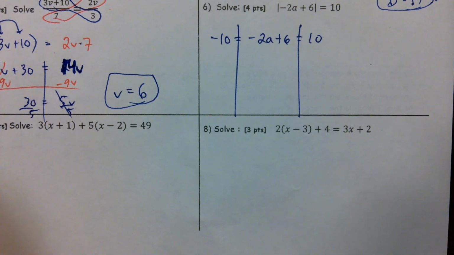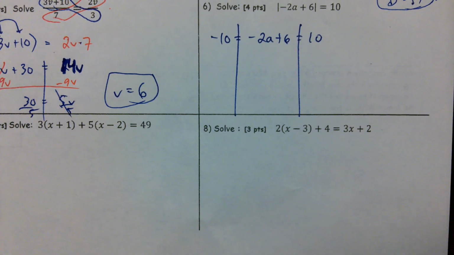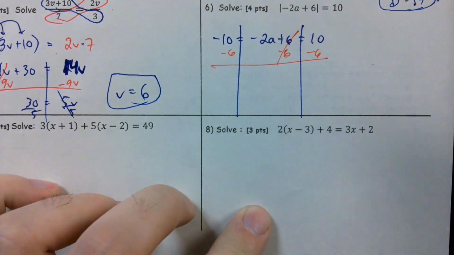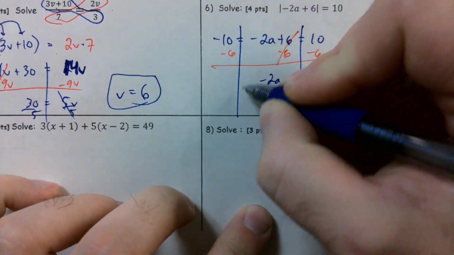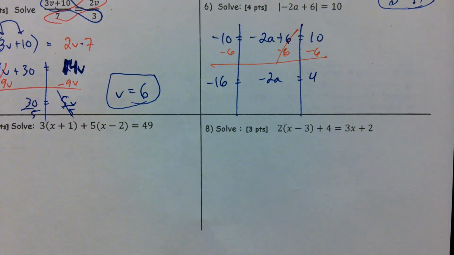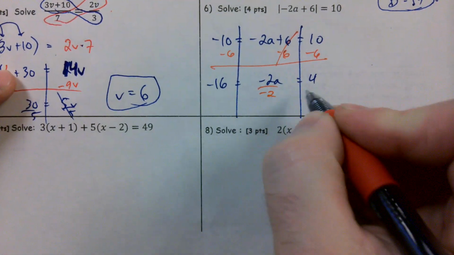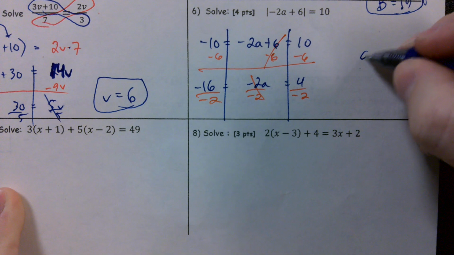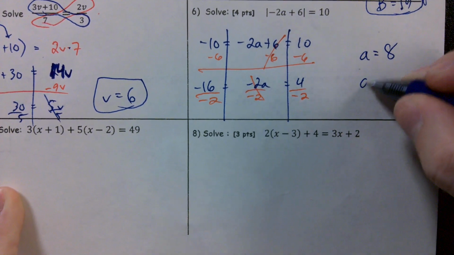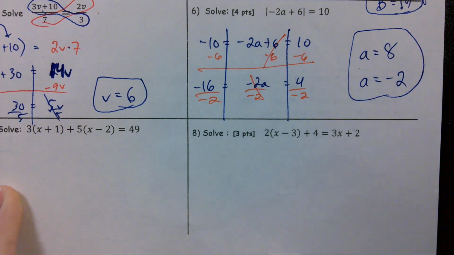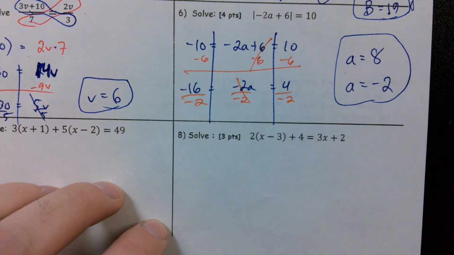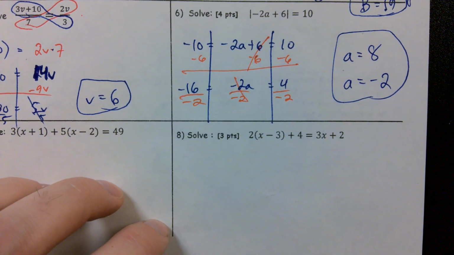You could have done it a different way too. If you want to split it up into 2 whole equations, that's fine. I'm going to solve them all at once. Minus 6 across all 3 sides leaves me with negative 16 equals negative 2a equals 4. Then divide all 3 sides by negative 2. And I get a is equal to 8, and a is equal to negative 2, because it's negative 16 and negative 2, so it's positive, because you're dividing by 2 negatives.